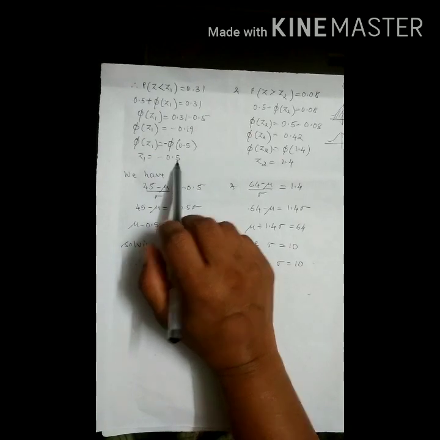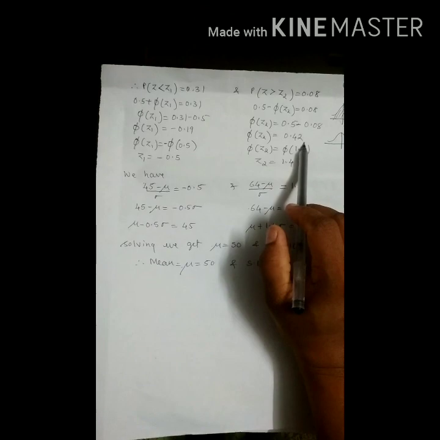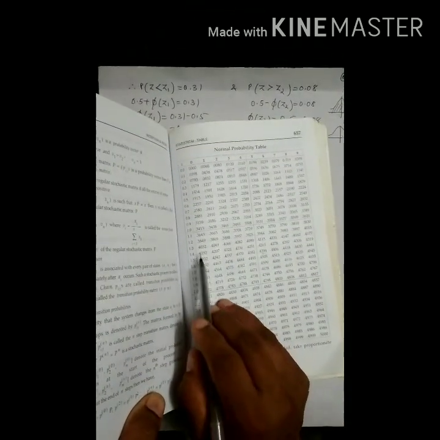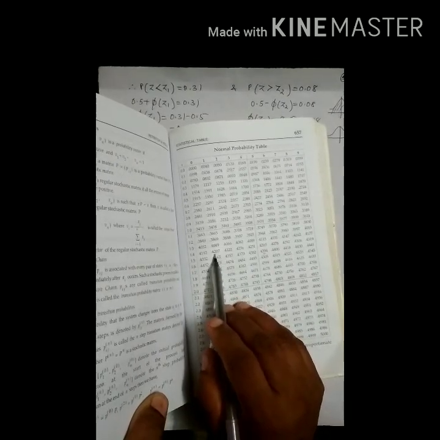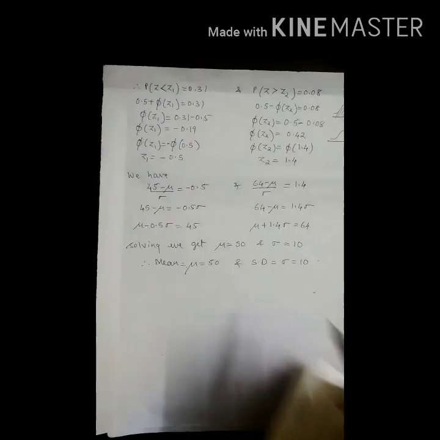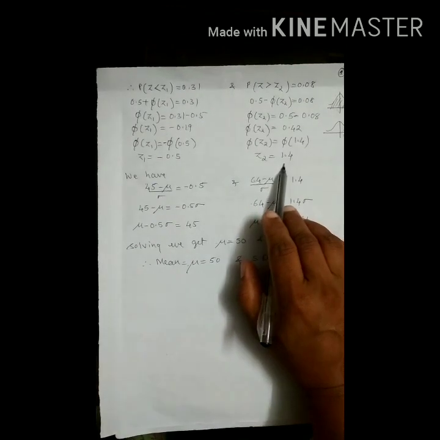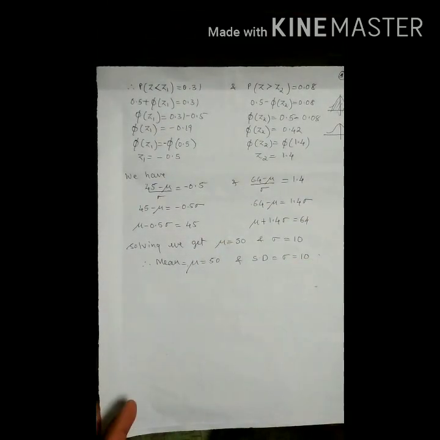Next, similarly, where are we going to get 0.42 from the table? Here 0.40, 0.41, so 0.42 is over here. For which value are we getting it? 1.4, so phi of 1.4. Therefore Z2 is equal to 1.4.